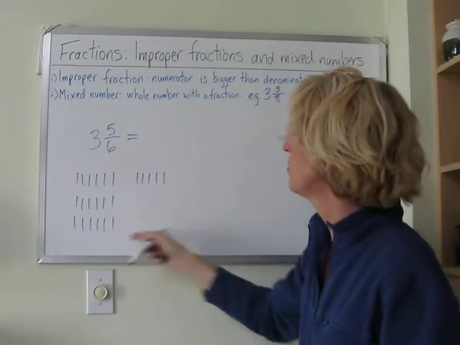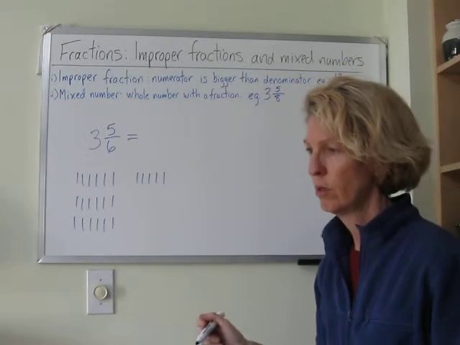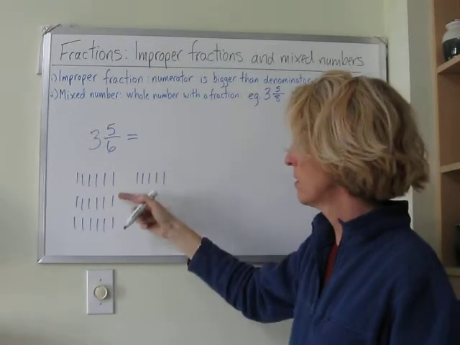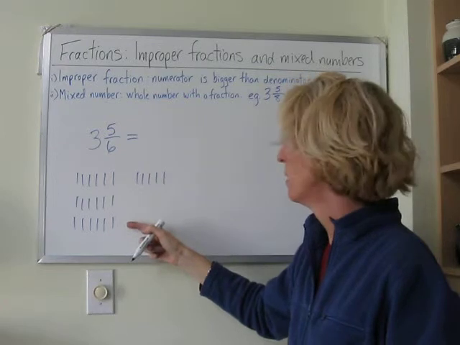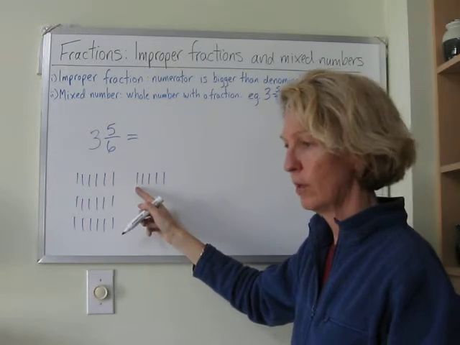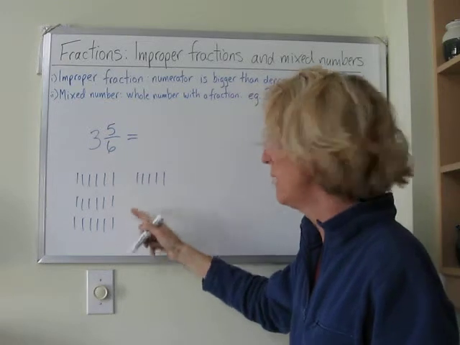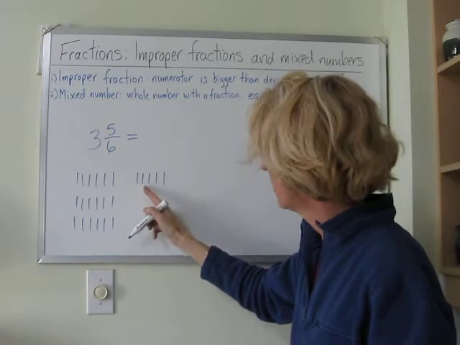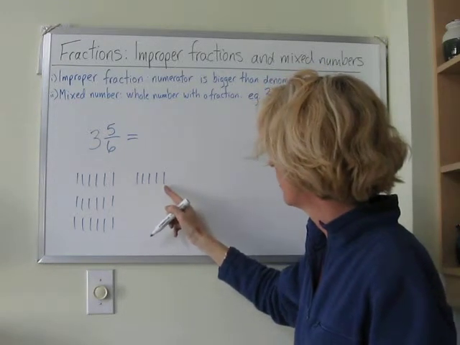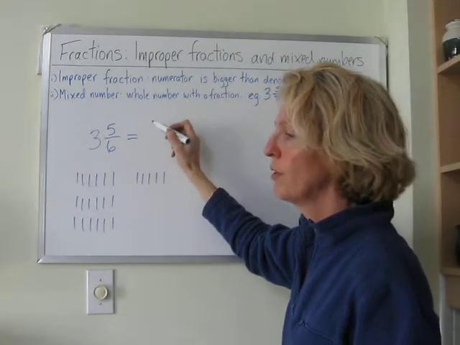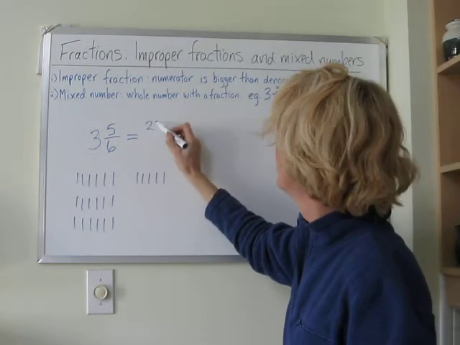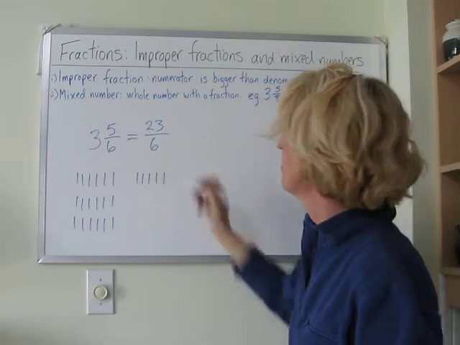So how many sticks do we have in total? This is 6 plus 12. 6, 12, 18. 19, 20, 21, 22, 23. So our numerator is? 23. And our denominator stays the same as 6.